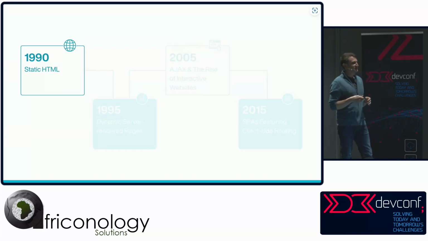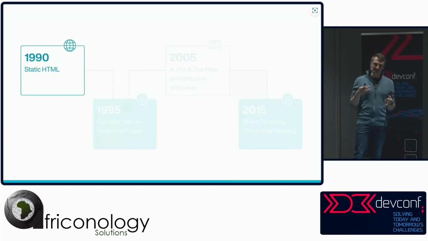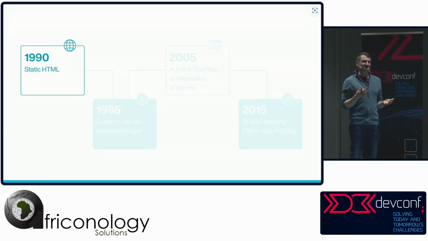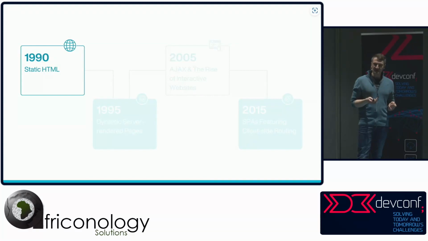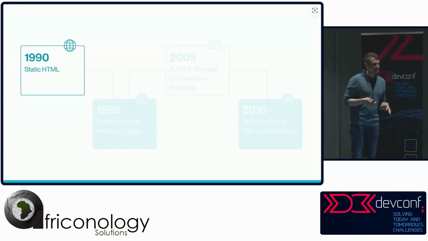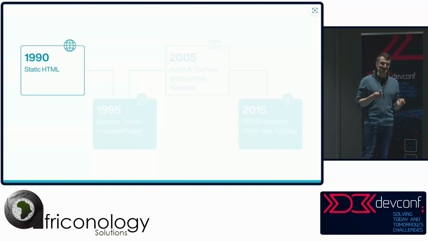Somewhere in the year 1990, Tim Berners-Lee came along and invented HTML, and basically invented the web as we know it today with it. At that time, we had static HTML. Not even CSS and no JavaScript at all. Those were the simple times where everything was still nice.